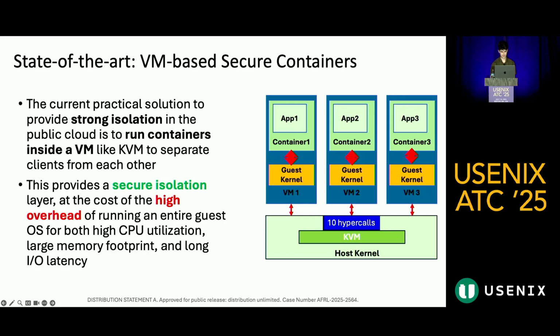While this offers secure isolation, it comes with a higher performance cost. Running an entire guest OS per container introduces high CPU usage, a large memory footprint, and increased I/O latency. In essence, we're trading security for efficiency. This is especially problematic in large-scale deployments, especially for microservices-based applications with hundreds or thousands of services per application. So while this method is widely adopted in the public cloud today, it motivates the search for new solutions that can achieve strong isolation without incurring such overhead.